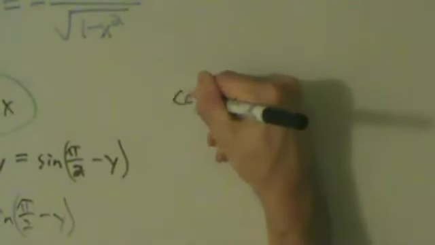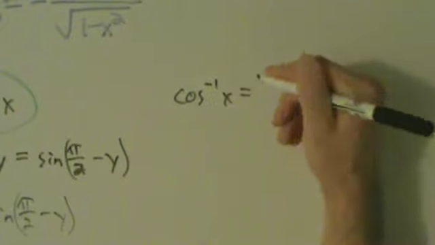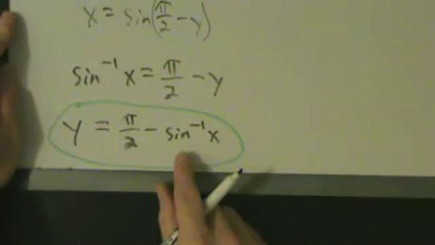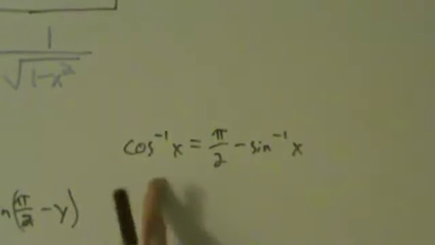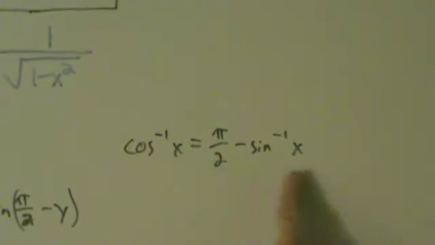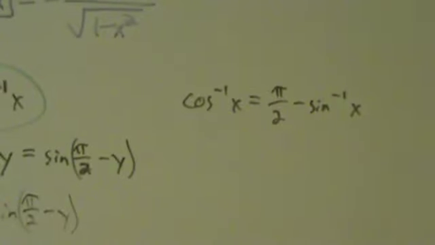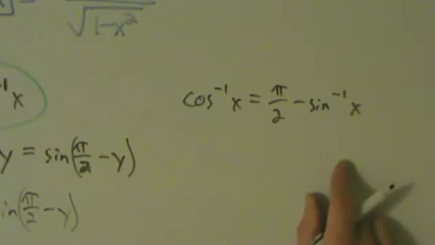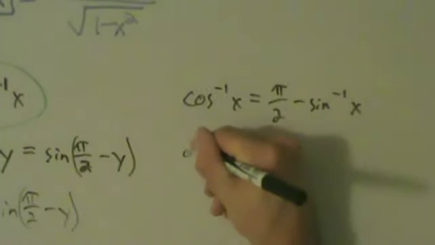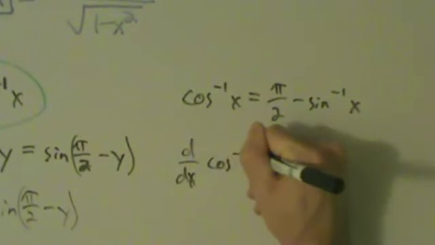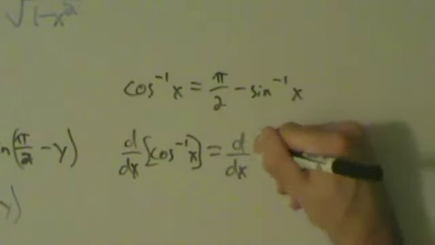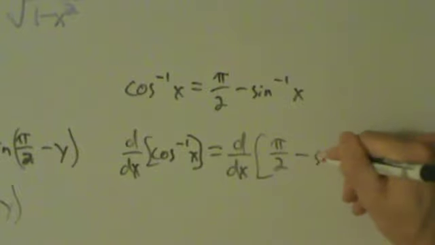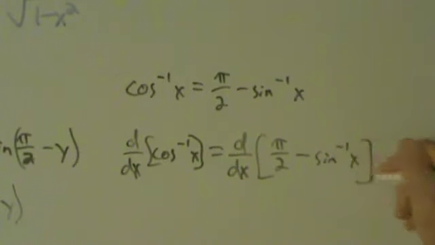So what we just figured out is that cosine inverse of x equals pi over 2 minus sine inverse of x. Again, the reason is that this guy equals y, and this guy also equals y, so they have to equal each other. So now we can just take a derivative of both sides, and we're going to get d/dx of cos inverse of x equals d/dx of pi over 2 minus inverse sine of x.